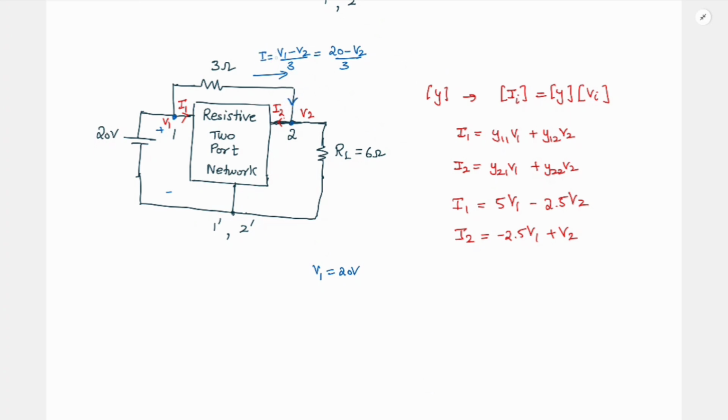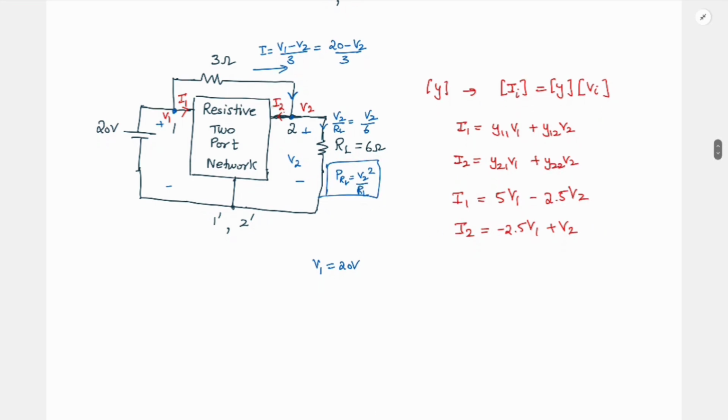I'll call it some I. And what will be the current flowing here? Here the voltage is V2, so this current is V2 by RL, which is V2 by 6 ohm. V2 we still have to find. The basic idea is that if I know V2, then the power across RL is V2 squared by RL. So I need to find V2.